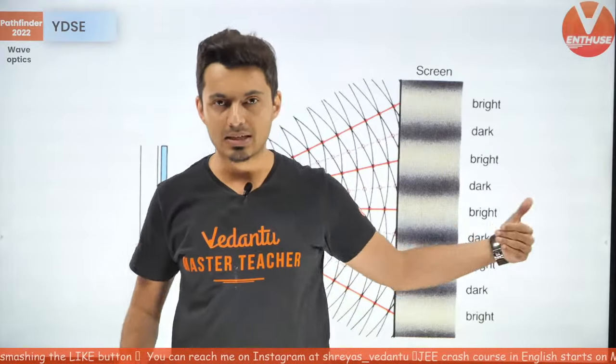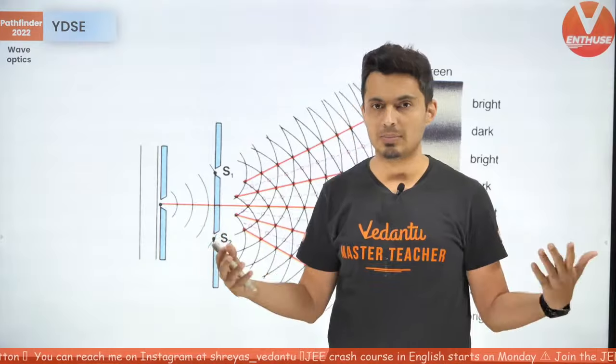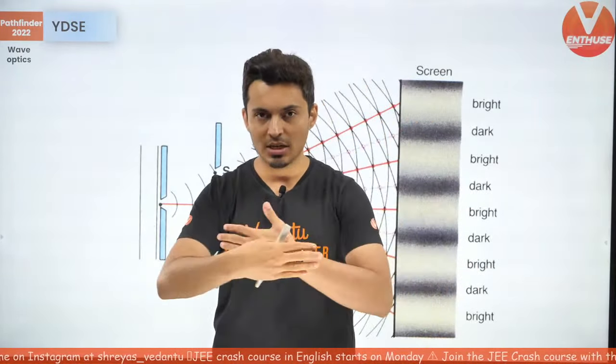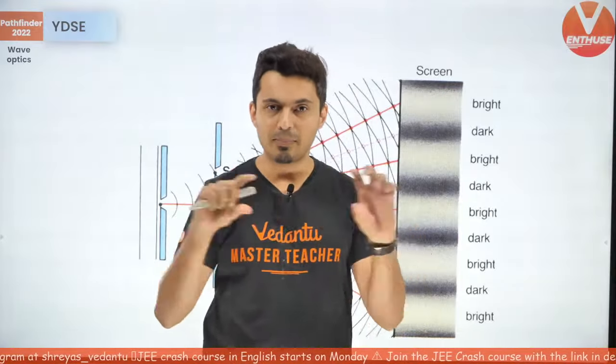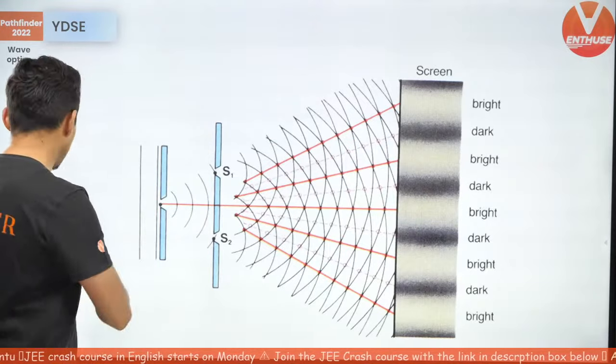Okay, so fringe is like a band. It's like a band of color or a band of some dark thing over there. So bright fringe, dark fringe. So layers, or you can say bands of bright and dark pattern over there. So that's called a fringe.